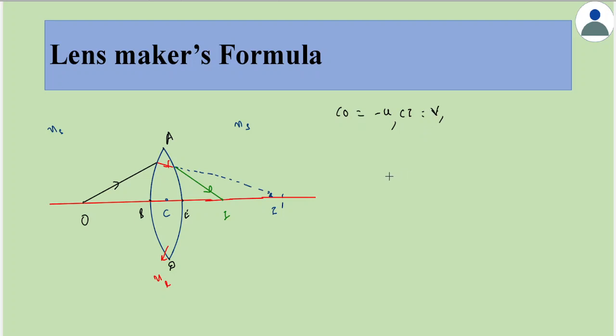So lens maker's formula is a relationship between the refractive index of the lens and surrounding medium as well as the radius of curvature. So let's begin. So going forward, recall that an expression for spherical refracting surface is given as N2 by V minus N1 by U is equal to N2 minus N1 by R.